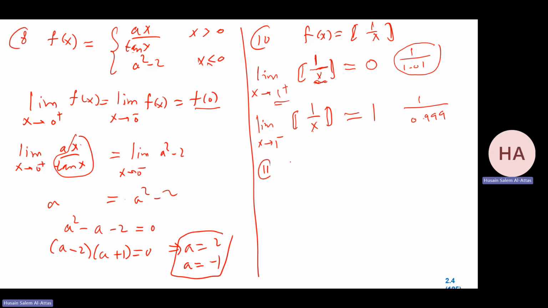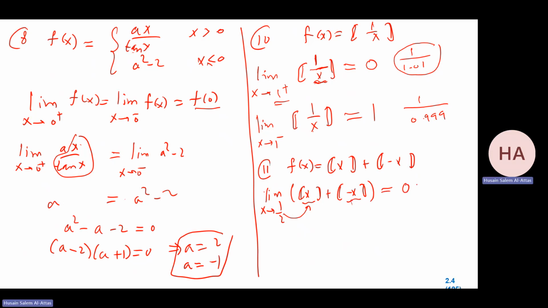I'll do 11. f of x equals greatest integer of x plus greatest integer of minus x. Do it at x equals 1. You want to do it at x equals half, for example. x goes to half, then I will do 1. Half, if we substitute, we agreed you can substitute in the greatest integer of a linear function, that's correct. So half, it will be 0. Minus half here, it will be minus 1. So that is minus 1.